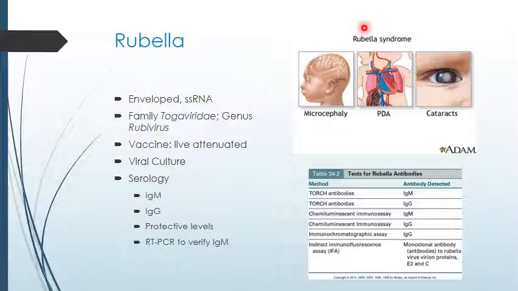The characteristic signs of rubella syndrome or congenital rubella syndrome (CRS) include deafness. There are eye defects, as you can see in the picture there. You can see the cataracts. Also glaucoma. To see that in an infant is pretty abnormal.